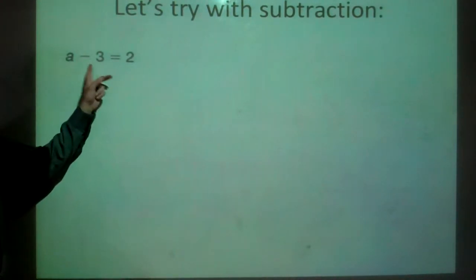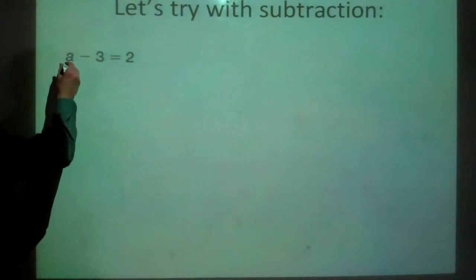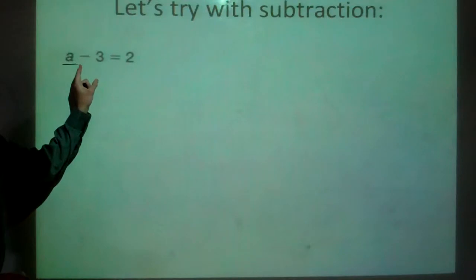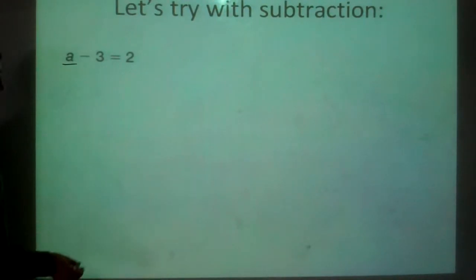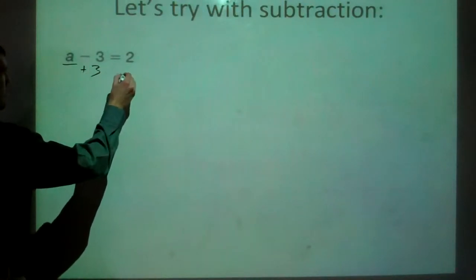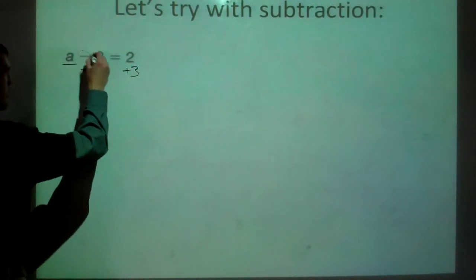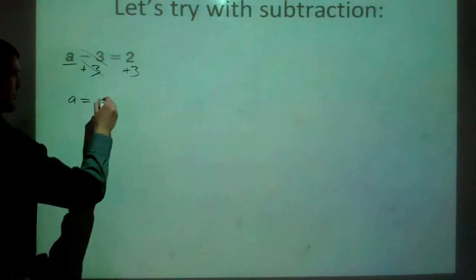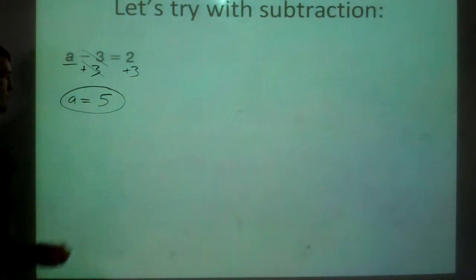Well, now we're subtracting. And we want to get this by itself. Okay? So what's happening to A? Well, we're subtracting 3 from it. So we're going to do the inverse of subtraction, which is add. And we have to do that to both sides. Gone. Left with A equals 2 plus 3, 5.